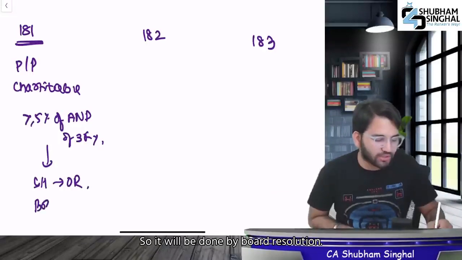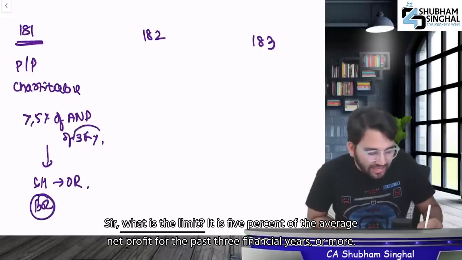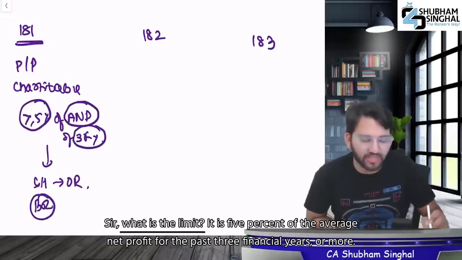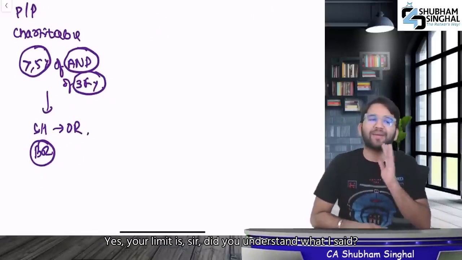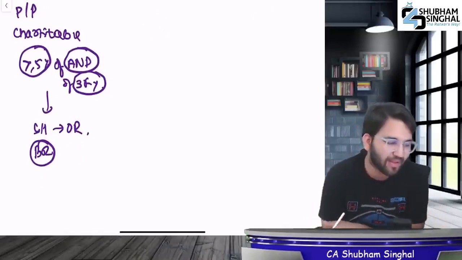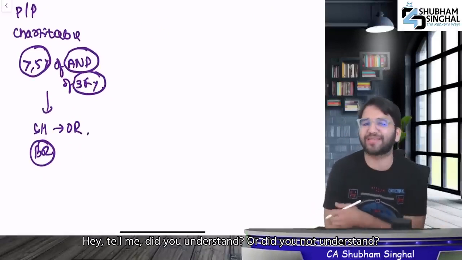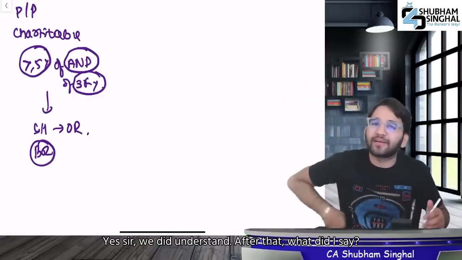Since the limit is low, only a board resolution is needed. What is the limit? 5% of average net profit for the past 3 financial years or more. Hence, this is the limit. Is this clear? Tell me, did you understand or did you not understand? I hope you understood. After that, what did I say?